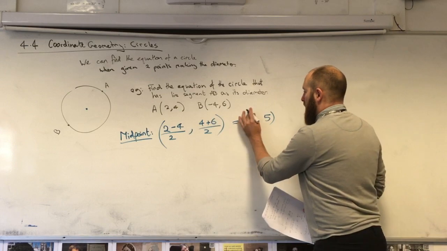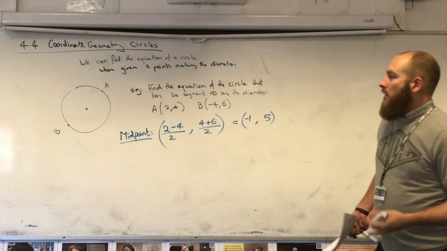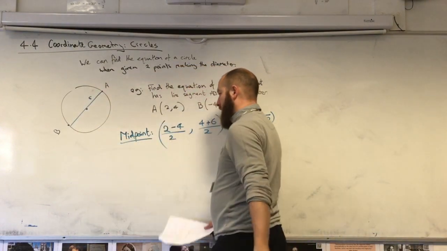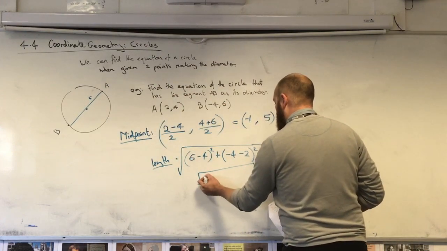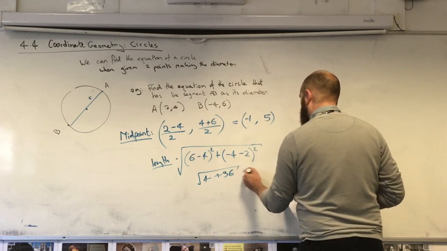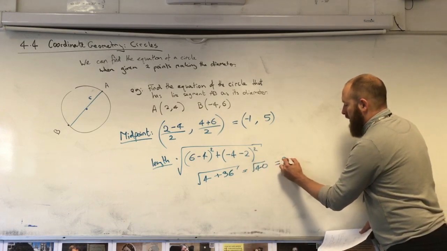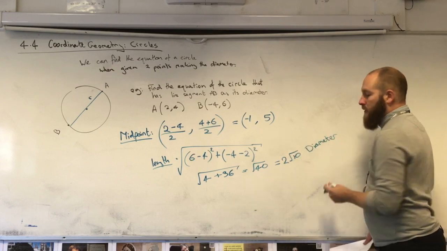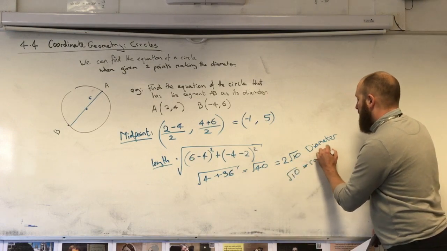Sorry, that should be minus 1, 5. So there's our centre. The only other thing we need now is the radius of the circle. So if we find the length of AB and half it, that will be the radius. So we end up with this equation, so we get root 4 plus 36, so root 40. And root 40 we can say is 2 root 10, so that's our diameter. So half that we get our radius, so root 10 equals the radius.